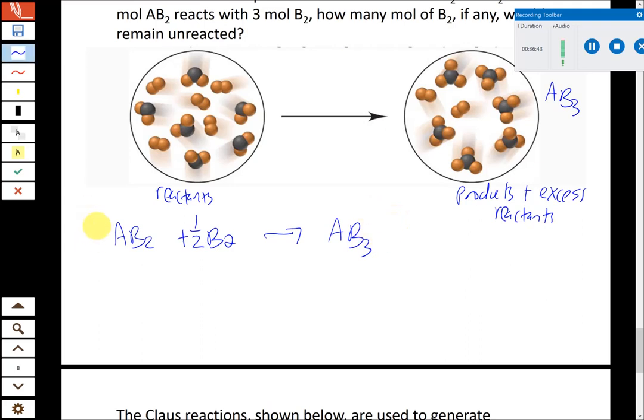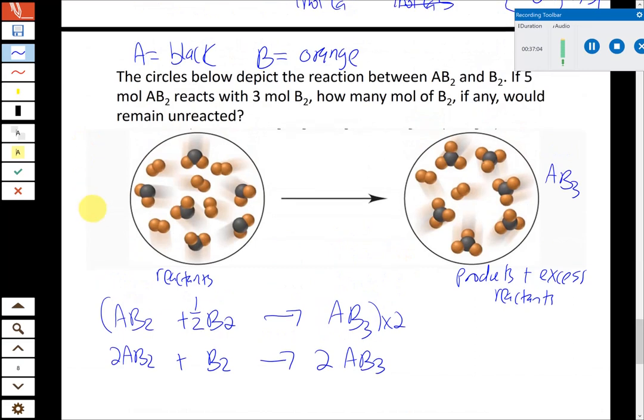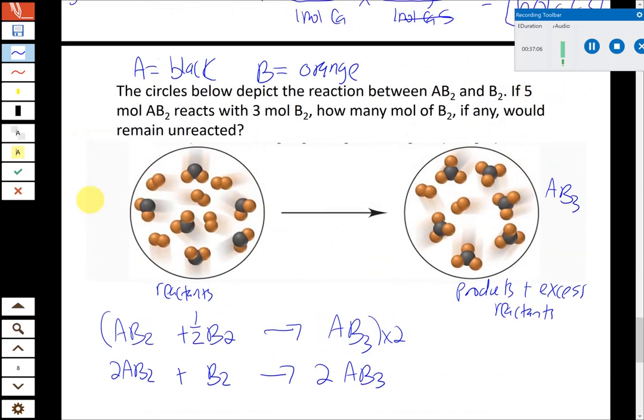this 1/2 would balance it because we have 1A on each side, we have 3B, so that's going to be 2 plus 1, and then we can multiply the whole thing by 2 to get a balanced equation that's just 2AB2 plus B2 goes to 2AB3. So this is our balanced equation, and then for the rest of the problem, we're just going to use the numbers that they give us.